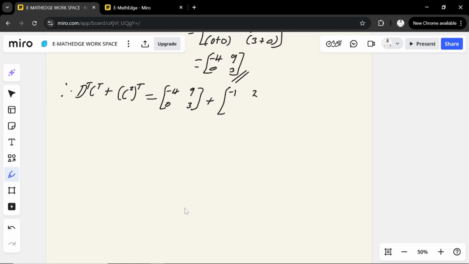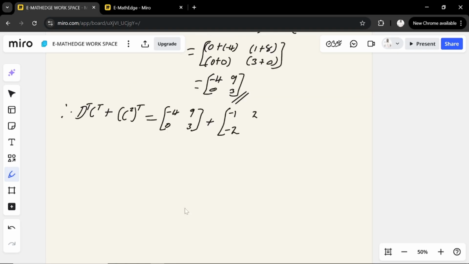So let's go ahead and add it up to the other one. -1, 2, -2, and 3. So mind you, addition has to do with corresponding elements, right? This with this, this with this, and this with this. So we are going to have -4 plus -1, and for the next one we are going to have 9 plus 2, 0 plus -2, and 3 plus 3, right?